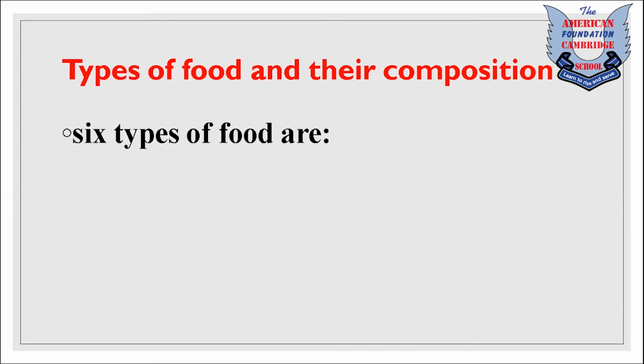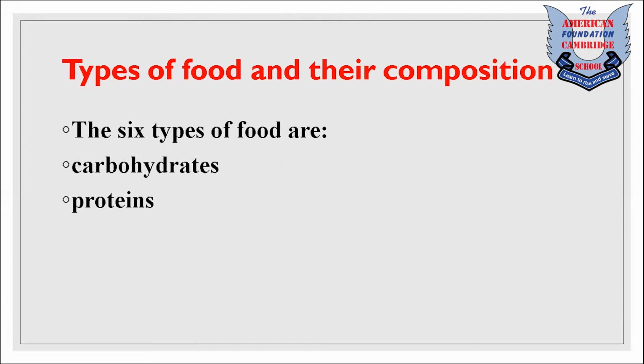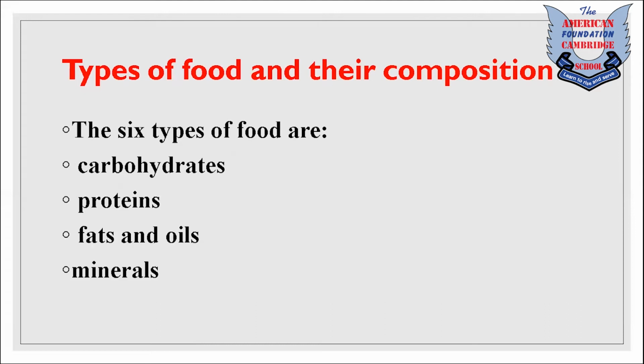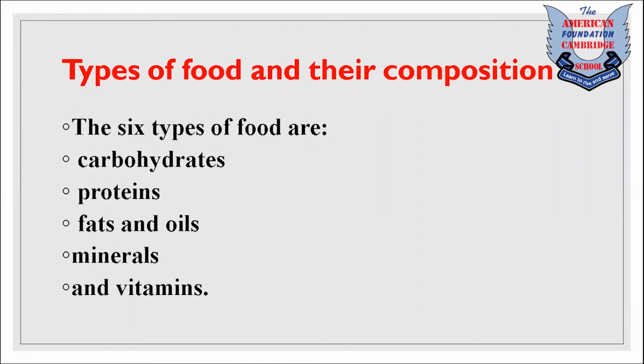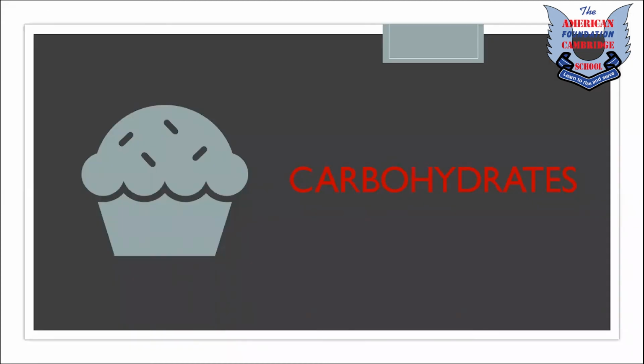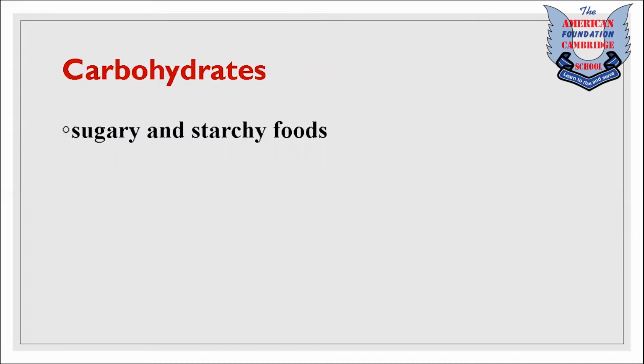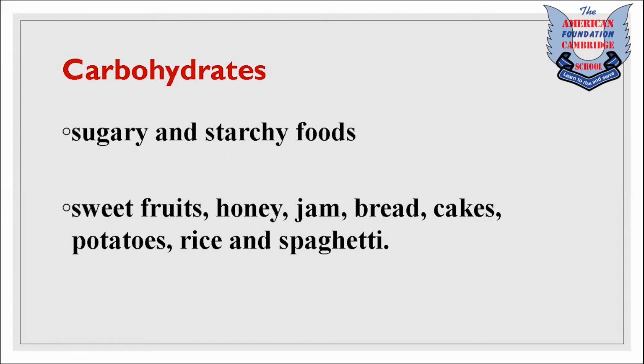Types of food and their composition. There are six types of foods, namely carbohydrates, proteins, fats and oils, minerals, and vitamins. Let's move towards the carbohydrates. These are sugary and starchy foods such as sweet fruits, honey, jam, bread, cakes, potatoes, rice, and spaghetti.